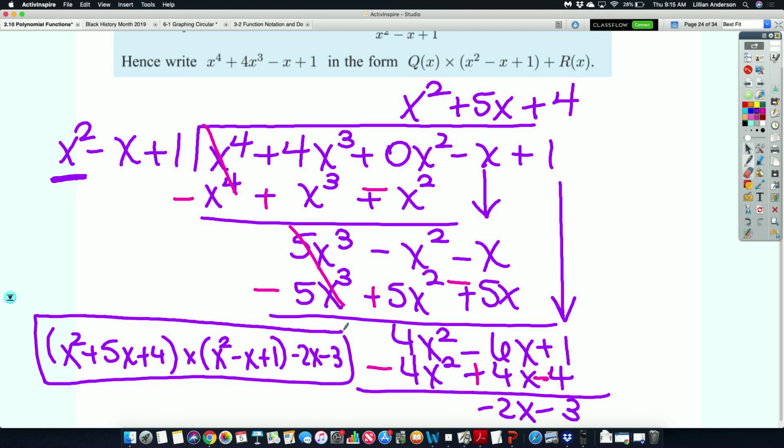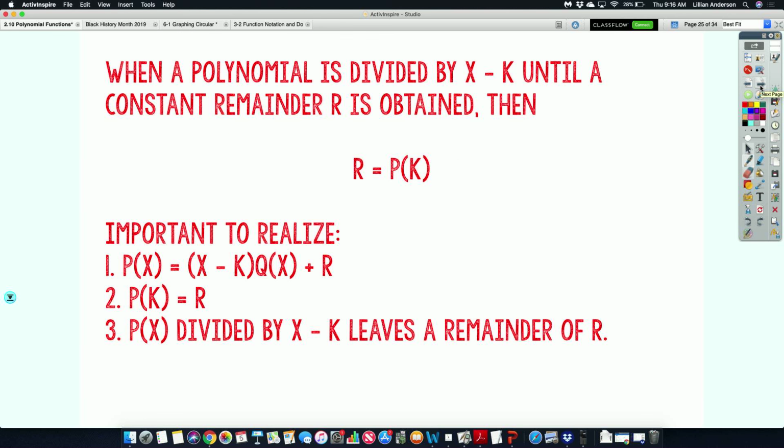Division of polynomials lets us know which one of these divisors are actually indeed factors of our polynomial. Okay? Another way that we can determine whether or not it is a factor is by using the remainder theorem. So when a polynomial is divided by x minus k, a linear factor, until a constant remainder r is obtained, then r is equal to p of k. R representing the remainder, k representing the root or the zero from that factor, and p of k would be you plugging in that value into your polynomial.